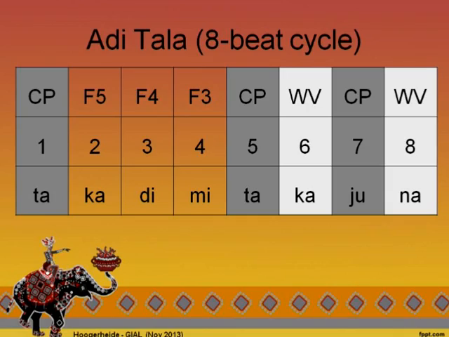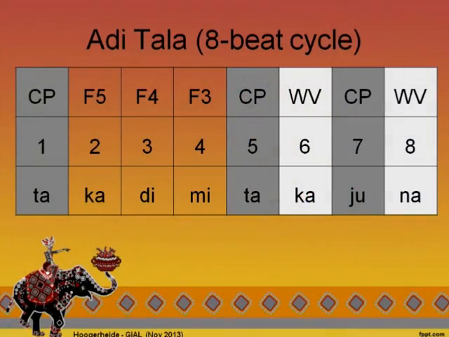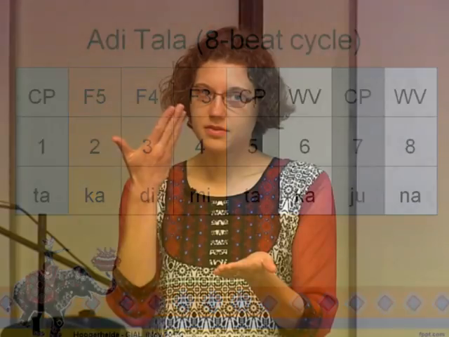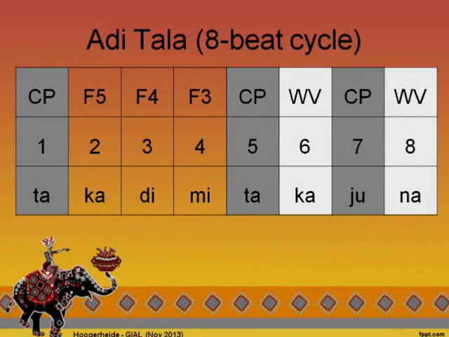The CP refers to a clap, a normal clap. The WV refers to a wave, kind of like an upside down clap. And the F5, F4, and F3 refer to finger taps. If you were doing this cross-legged, you would do this on your thigh. I'll show you on my hand. F5, F4, F3: pinky is 5, finger 4, finger 3.